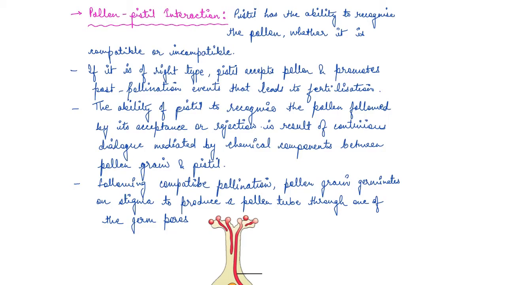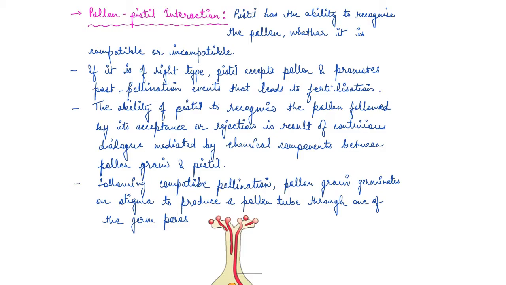So the ability of the pistil to recognize the pollen, followed by its acceptance or rejection, is nothing but the result of a continuous dialogue between the pollen grain and the pistil. So remember, this kind of reaction is happening between chemical components of pollen and that of pistil. The chemical components of pollen and pistil basically recognize each other in case of compatible pollen.